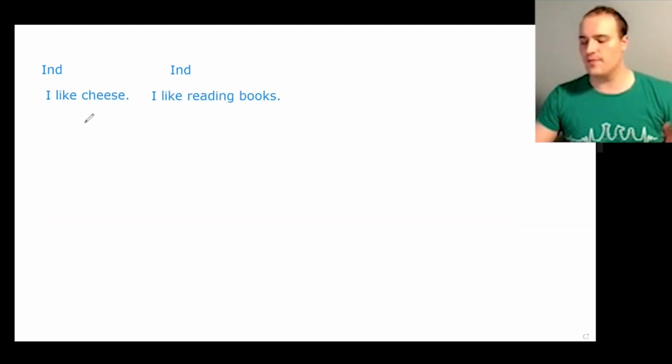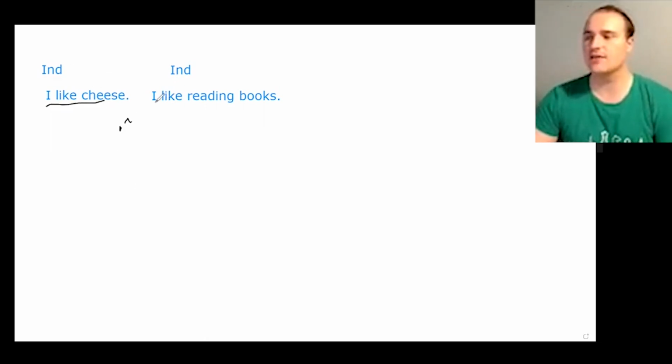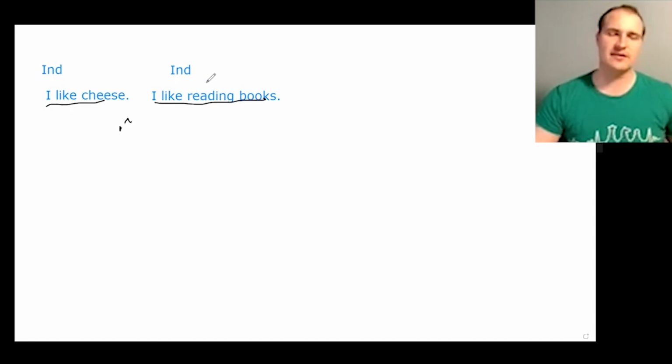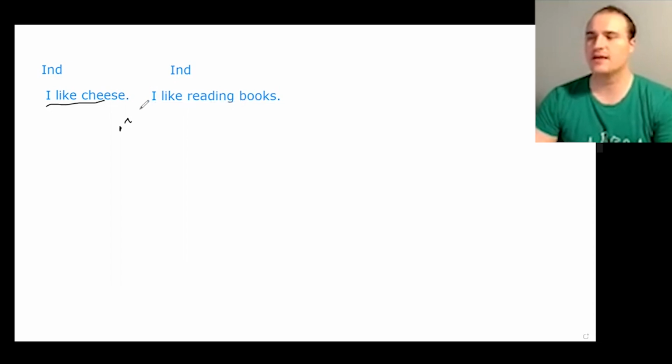And there are three main ways that we connect these independent clauses. What are the three ways we can connect these? I showed you the first one. It is a period, capitalization. That's what we've done here. So basically, how do we connect "I like cheese," "I like reading books"? Because we couldn't just shove them together. No. So instead, what we do is we put a period here, and then we capitalize this letter, and that's the first way.